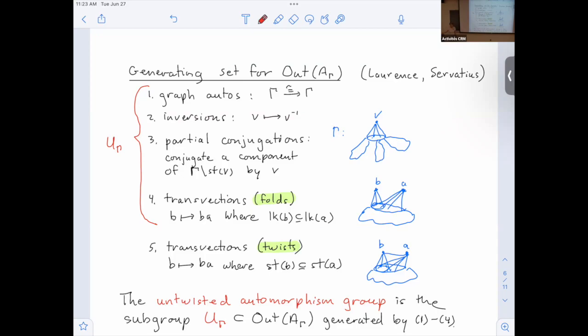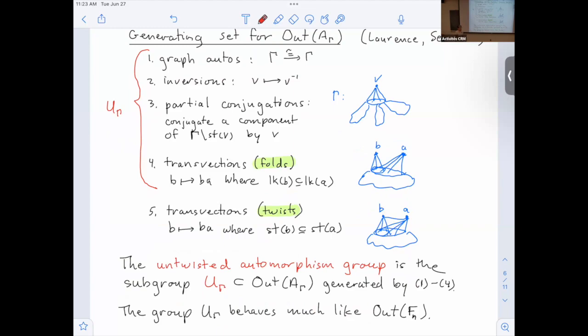The next one is partial conjugations. We've modded out by inner automorphisms, but an inner automorphism conjugates all the generators by the same element. What if we want to conjugate some of the generators and not others? That's called a partial conjugation. And that happens in the following situation. This is this picture here. Supposing I have an element V and I want to conjugate some things by V and not others. Well, things in the graph that are attached to V commute with V, so it doesn't matter if I conjugate them or not, it's not going to do anything.